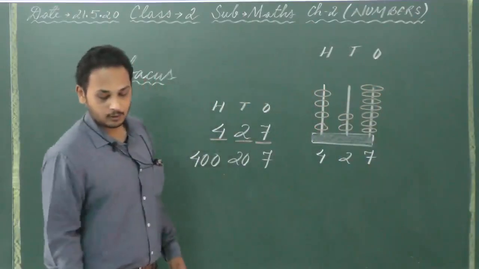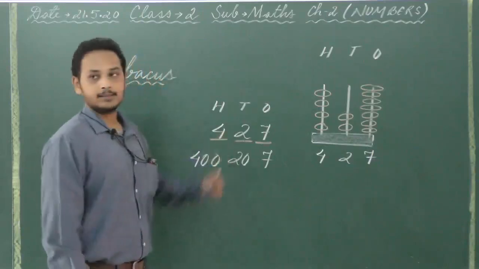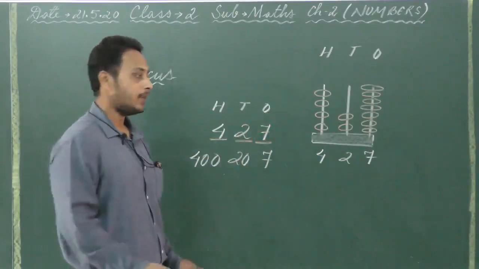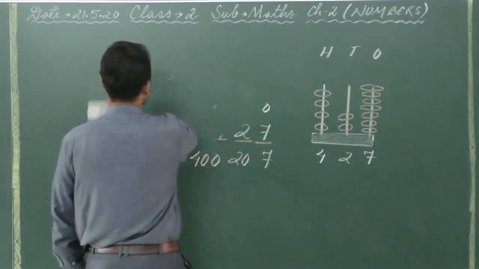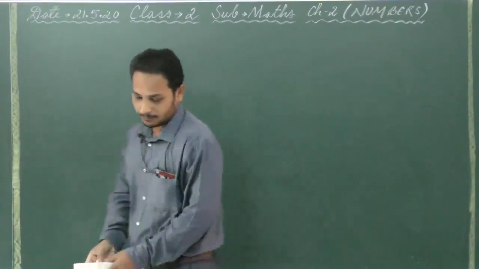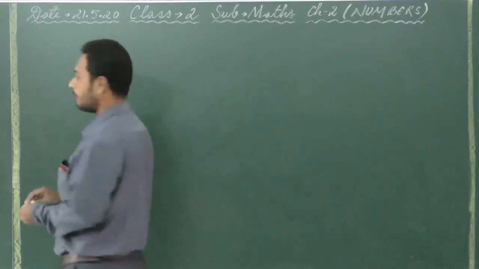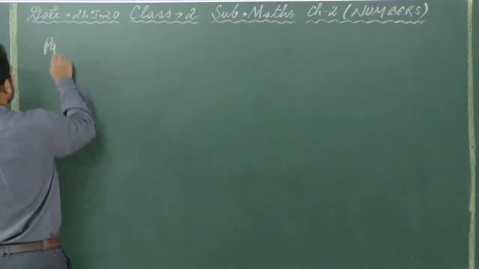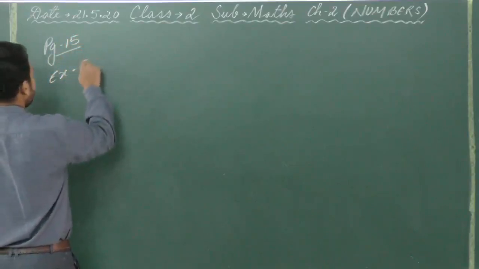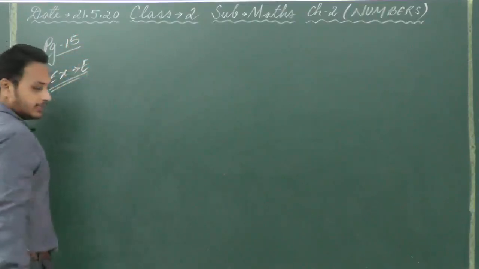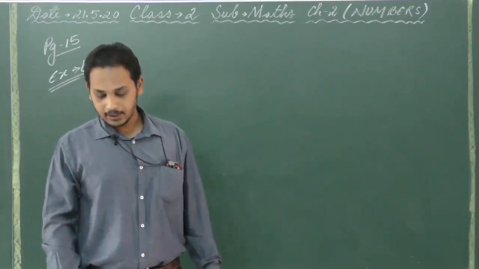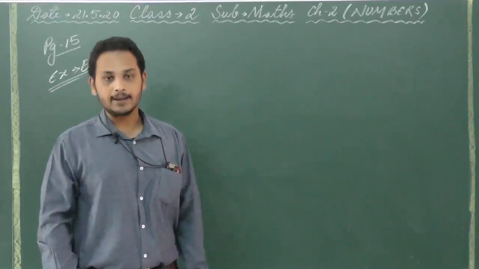So this is how we learn about the abacus. I hope you have understood this example that I gave you. Now based on this, you have the exercise on page number 15. On page 15, exercise E. Now what does exercise E tell us? Write the numbers shown on the abacus.